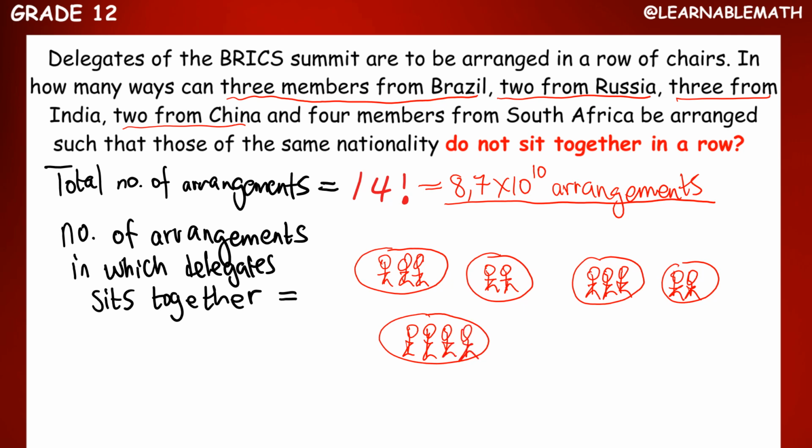Okay, so we want to count the number of arrangements in which these people are actually seated together, right? So we put them as one unit because it's like they're together. There mustn't be someone from Brazil, Russia, India, China, and South Africa sitting next to each other, maybe someone from Brazil sitting next to another. So we consider them as one unit. They are together. Okay, then we can count. If we consider them as one unit, how many different items are there to arrange? I have 1, 2, 3, 4, 5 items.